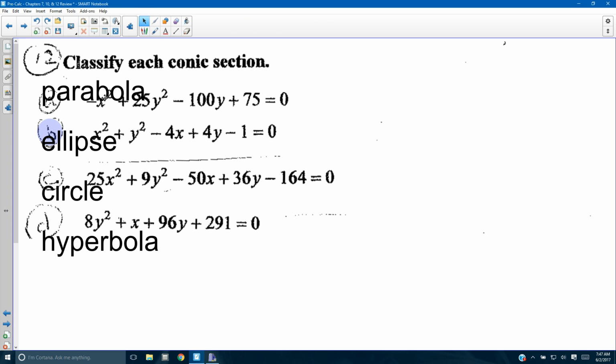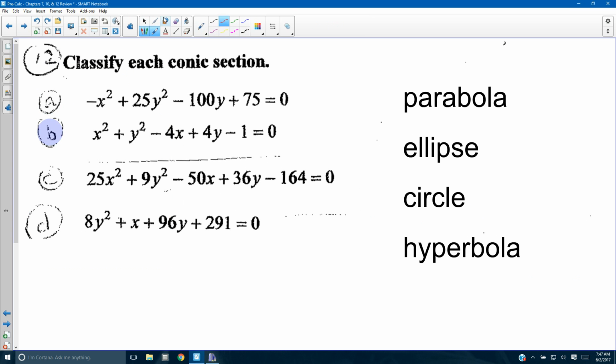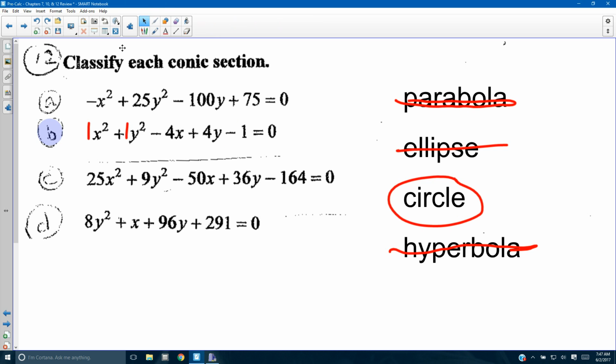B, both squared variables, parabola's out. Both same sign on same side of equation, hyperbola's out. Same coefficient of 1 means circle's in, ellipse's out. B is a circle. And look, I don't have to do anything else with this problem as long as there are no other x squared, as long as they don't trick me and show another x squared here or something. That's exactly all I have to do.